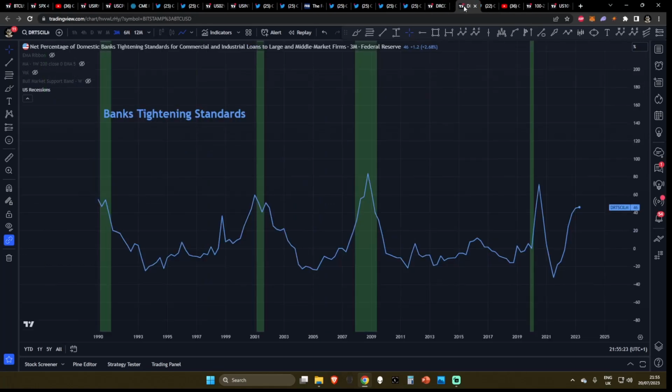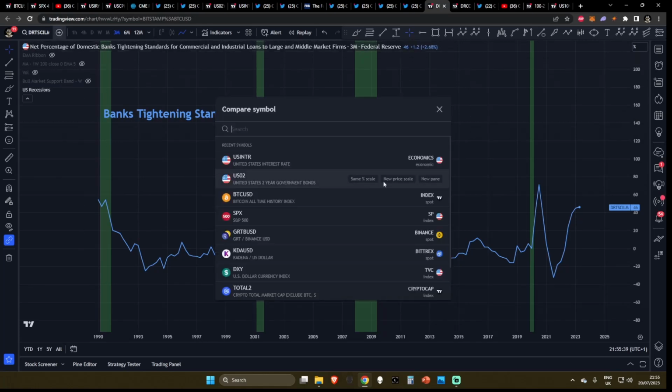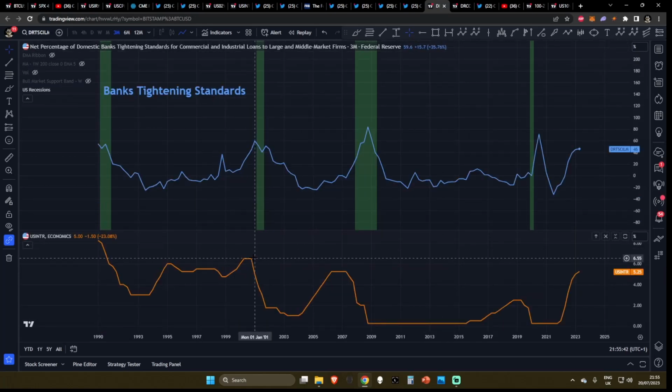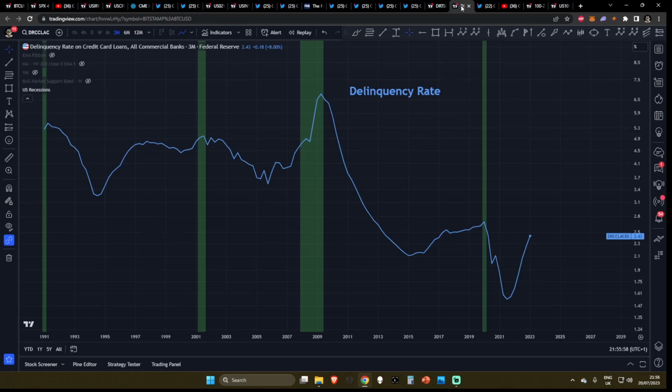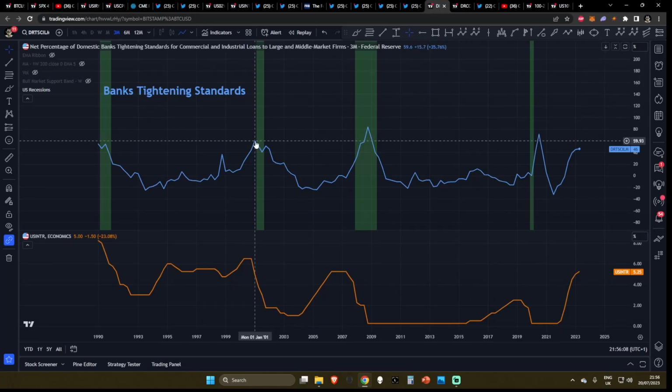Now, on both of these charts, what I've highlighted with this indicator over on TradingView, the US recessions indicator, I've highlighted in different instances where the US has entered recessions. Now, what typically happens if we come over to the United States interest rate, you can see as the Fed starts to tighten the interest rates, this cripples global net liquidity. What then happens is after the Fed increases the interest rates, we see banks tightening their standards for credit. And after you see banks tighten their standards for credit, what happens is consumers become delinquent. They're no longer able to pay back their lines of credit.